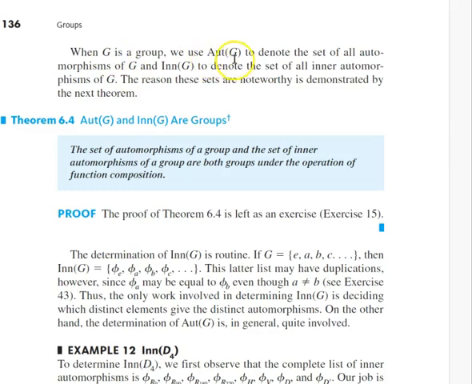If G is a group, we use Aut of G to denote the set of all automorphisms of G, and Inn of G to denote the set of all inner automorphisms of G. Theorem 6.4: these two sets are groups under the operation composition of maps.